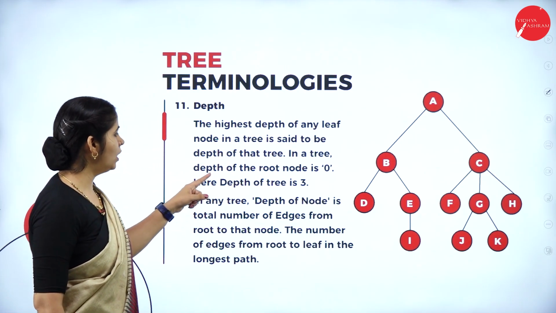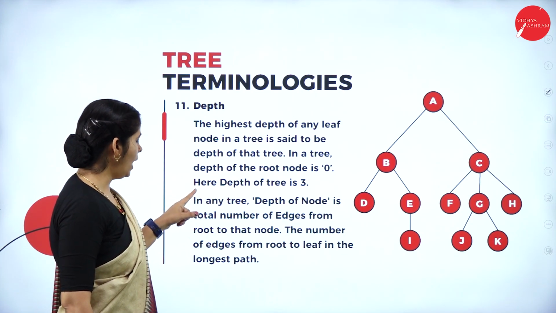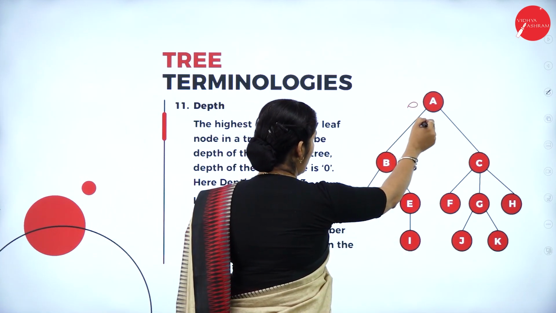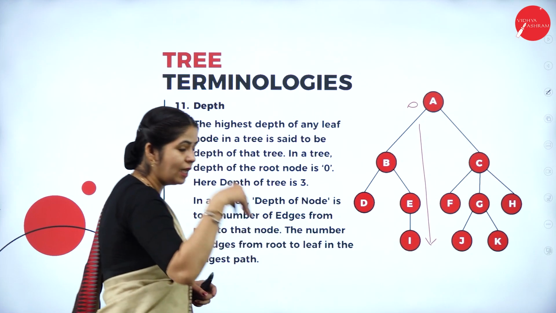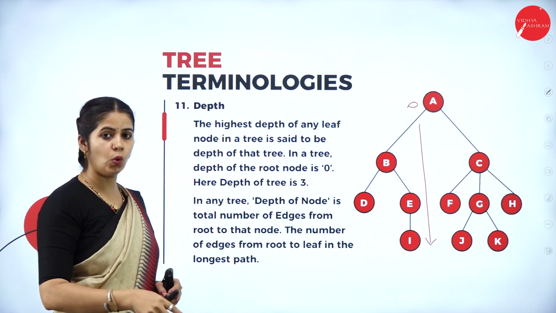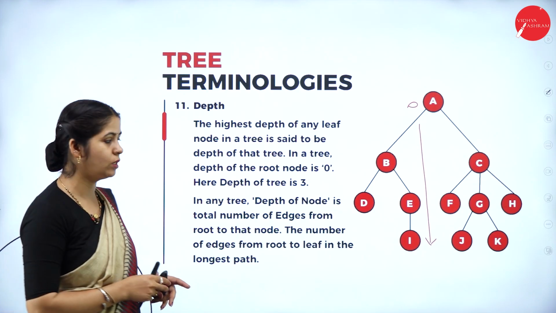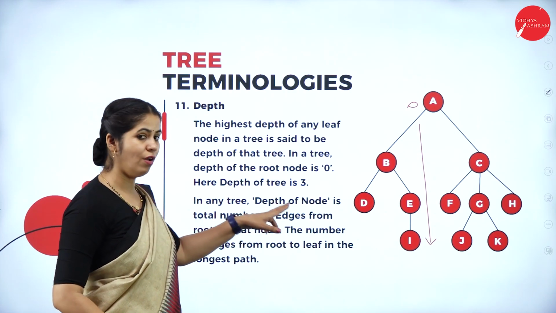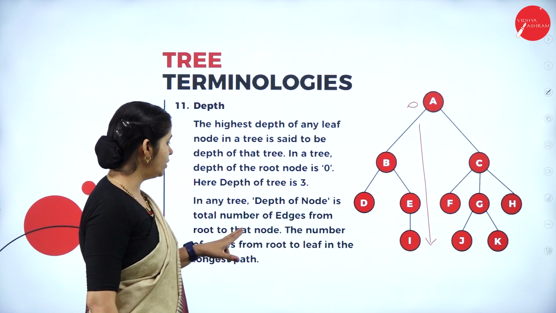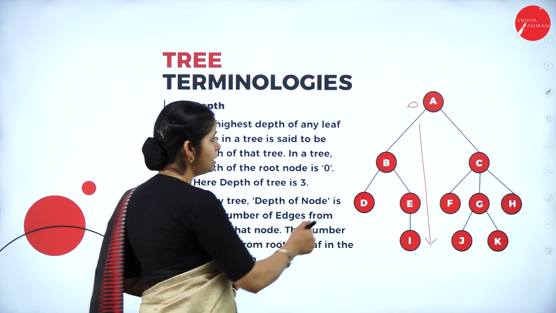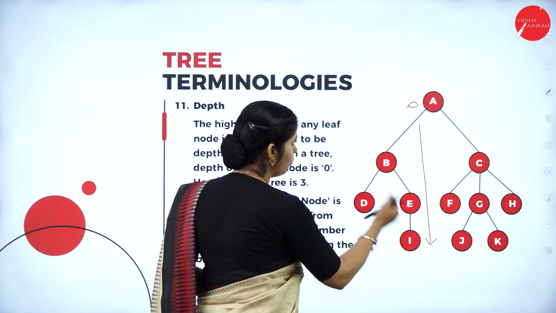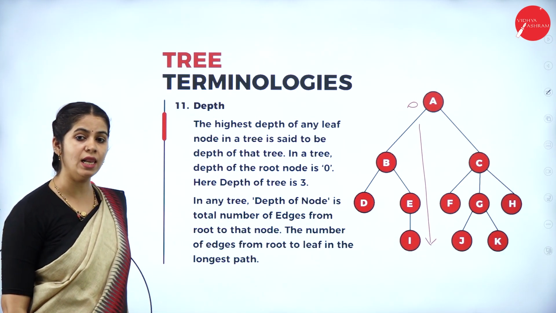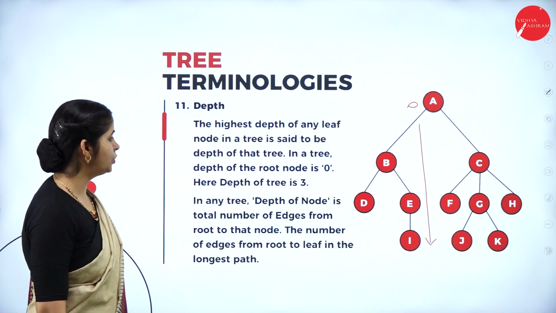In the tree, the depth of the root node is 0 and here the depth of the tree is 3. Only the root node has depth 0, and how far it goes is called depth. How deeply it is branching out is called the depth of the tree. In any tree, the depth of a node is the total number of edges from the root to that particular node, or to the leaf node.